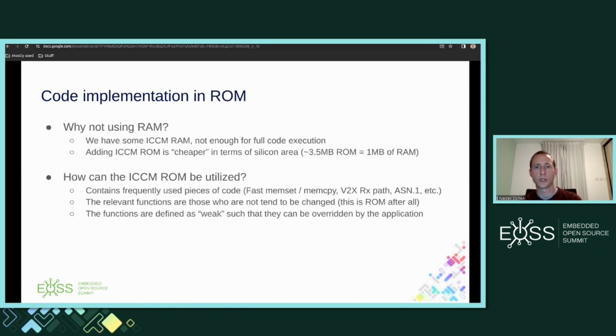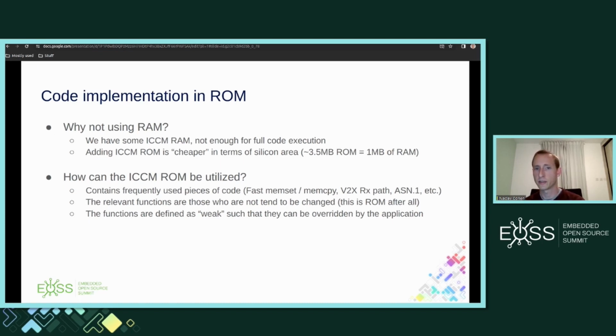Another feature that we implemented is the ability to utilize high-performance instruction memory implemented in ROM, in a read-only memory. In our SoC, we have several memories. The memory with the highest performance is the ICCM, the instruction closely coupled memory. We have both ICCM RAM and ICCM ROM. Bootloader 0, for example, is implemented as ICCM ROM. We have some ICCM RAM space, but it would be nice to have some more.